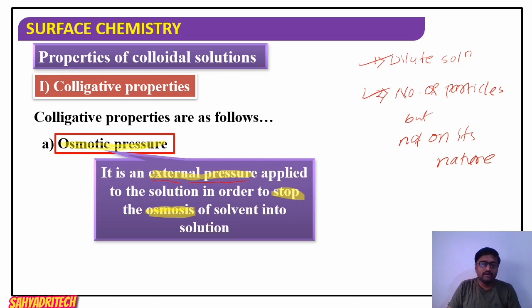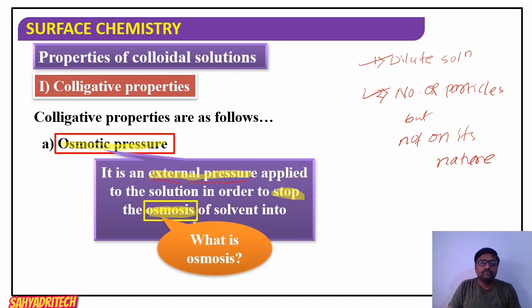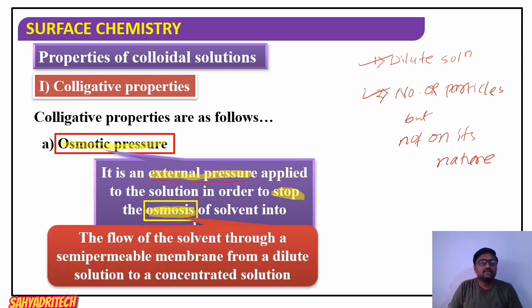Here we said to prevent osmosis, so we should be aware of the meaning of osmosis. What is osmosis? It is the flow of solvent molecules through a semi-permeable membrane from dilute solution to concentrated solution. So here there will be flow of solvent molecules through a semi-permeable membrane, from dilute solution to concentrated solution.